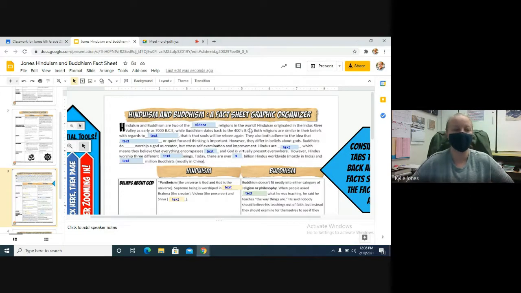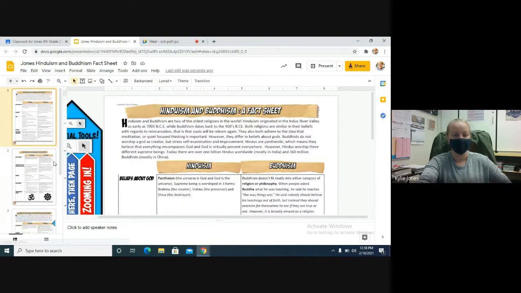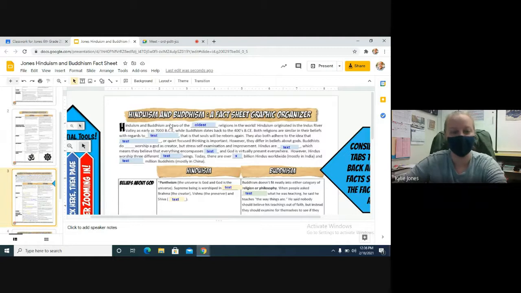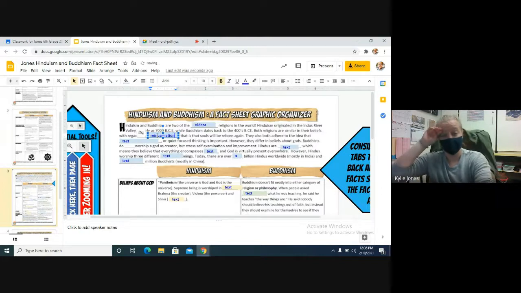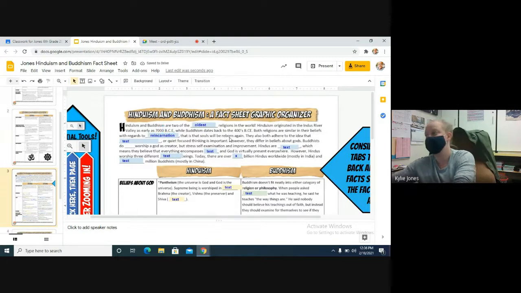The copy and pasting here is not too difficult. I don't know if you can copy and paste, I don't think we can, but the typing doesn't take you too long. The next sentence says that Hinduism originated in the Indus River Valley as early as 700 BCE, while Buddhism dates back to the 400s BCE. Both religions are similar in their beliefs with regards to blank. What goes in that blank? Reincarnation. Good. Our second blank is reincarnation.